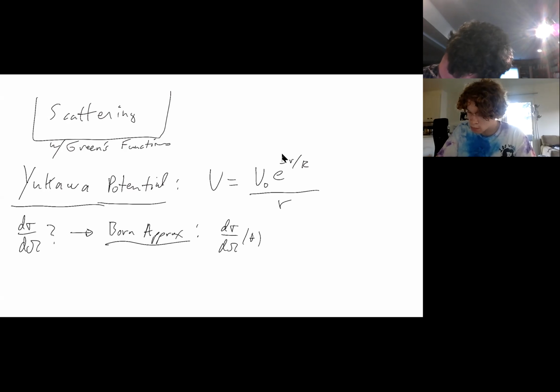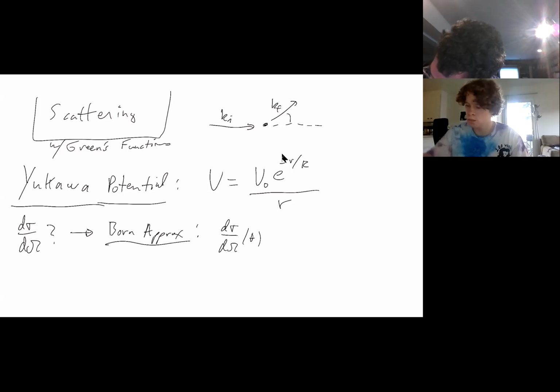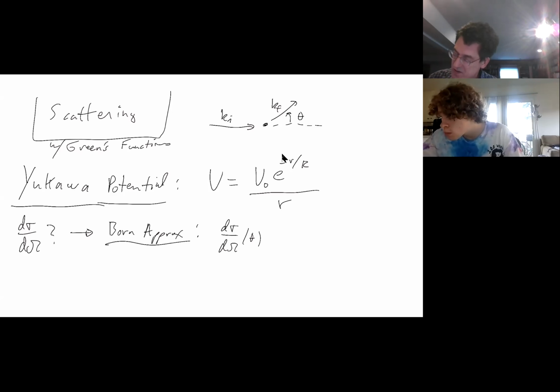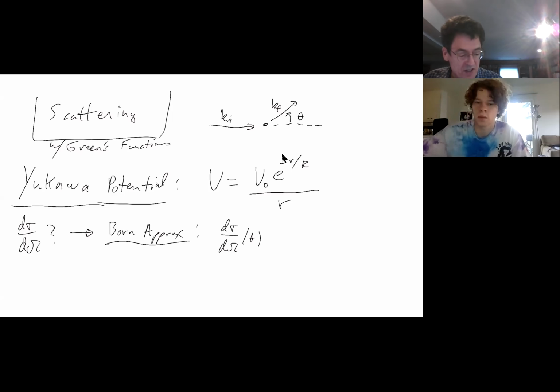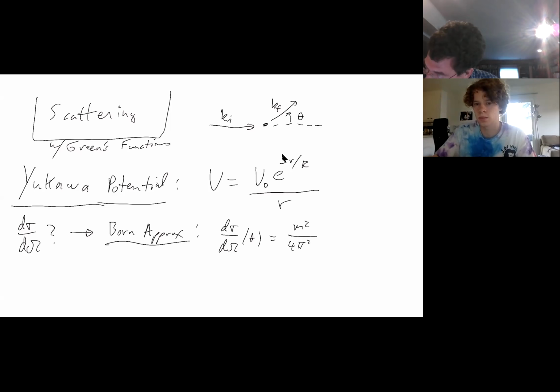theta. And so let's just remind ourselves of our scattering. There's our K initial, there's our K final, and this is theta. And so the differential cross section for scattering into some angle theta, using the Born approximation, we just have to calculate the matrix element that couples the initial wave into the final scattered wave and square it like that.